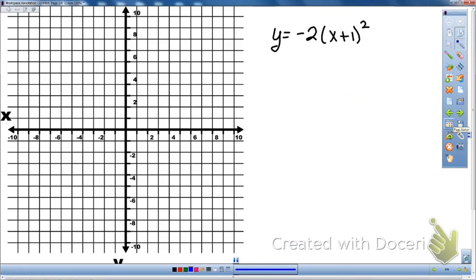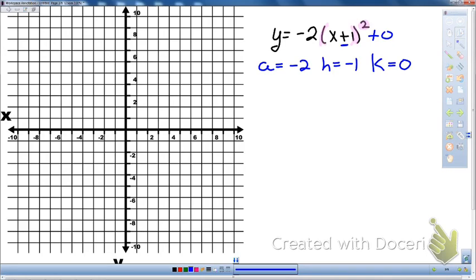On the quiz on Friday, the first equation was y equals negative 2 times x plus 1 quantity squared. This problem is definitely in vertex form. I know it's in vertex form because I see quantity squared. Vertex form tells me that A is negative 2, H is negative 1, the opposite of the equation, and the K value has to be 0 since there's nothing here. It's plus 0. K is 0.